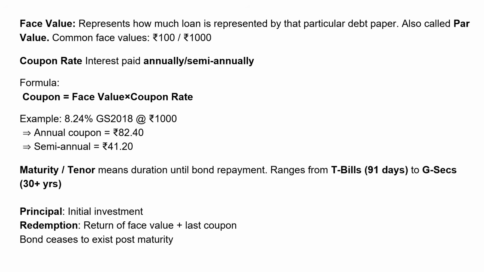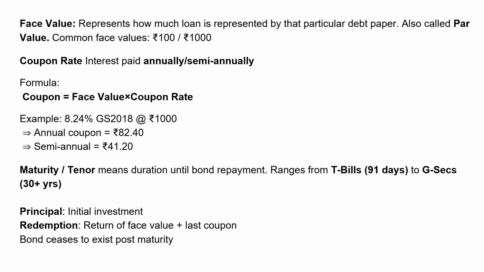The example is 8.24 percent for the year 2018 at 1000 rupees. So all you need to do is 1000 multiplied by 8.24 percent. That gives you an annual coupon of 82.4 rupees and a semi-annual coupon of 41.2 rupees. That basically means if I lend out 1000 rupees in the year 2018 at 8.24 interest rate, at the end of the year I will get a total interest amount of 82.4 rupees, and if I only invest for half the year I would get 41.2 rupees.